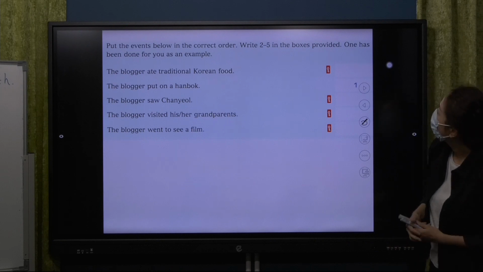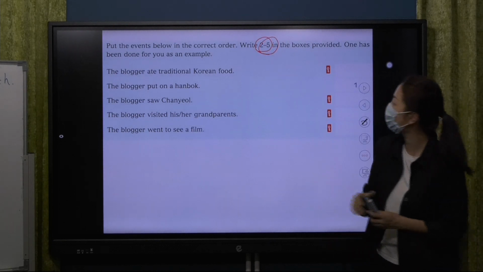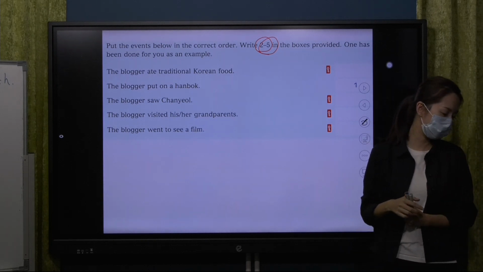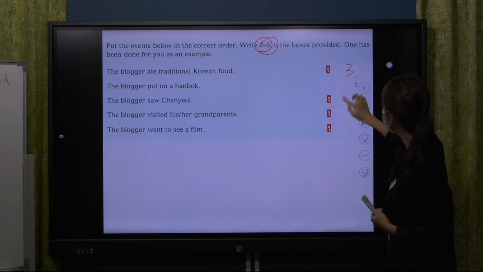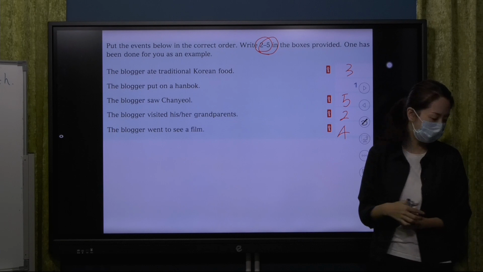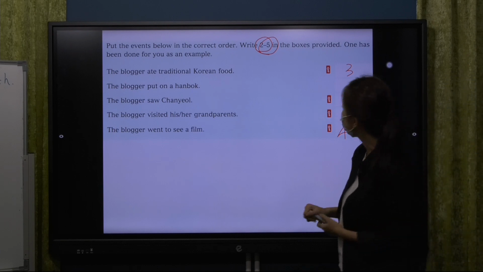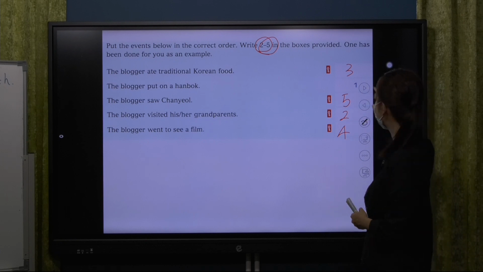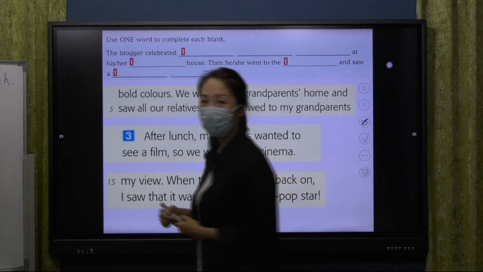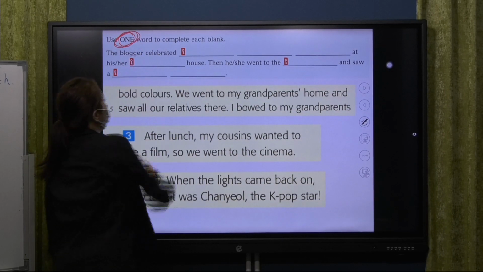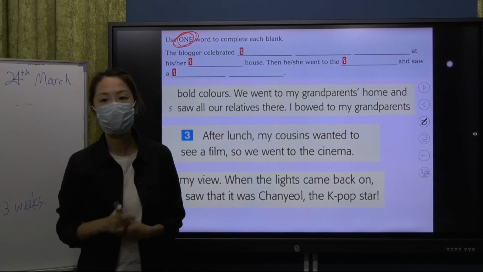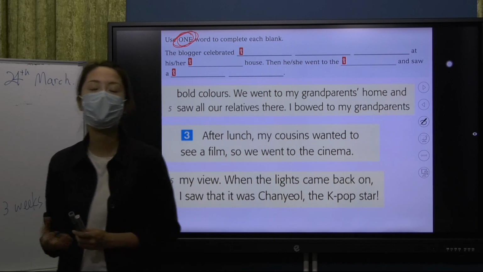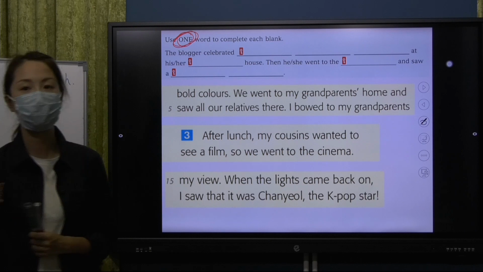Okay, next one, questions 2 to 5, okay, 2 to 5. So I won't go through this one with you respectively, I'll just give you the answer because we have already gone through the text, so we don't need to do it again, okay. And then let's go to the next one. Please check the answers, okay. Use one word. Highlight the word one here. Use only one word to complete each blank, okay. So this type of question is very common in your English reading comprehension paper, okay.